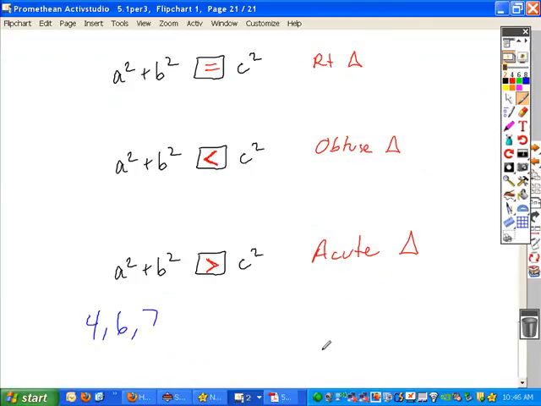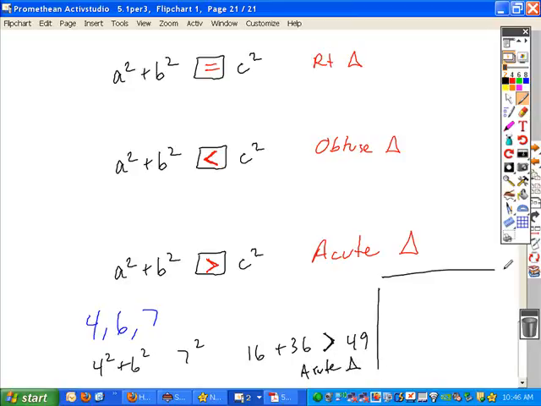Okay, so if you set this up, we take the sum of the squares of the two smaller sides, 4 squared plus 6 squared, and compare that to 7 squared. So you get 16 plus 36 versus 49. Again, you don't even need to know exactly what the value is, but you can compare it. The longest side squared is smaller than it would be in a right triangle, so it gets adjusted in to create an acute triangle.